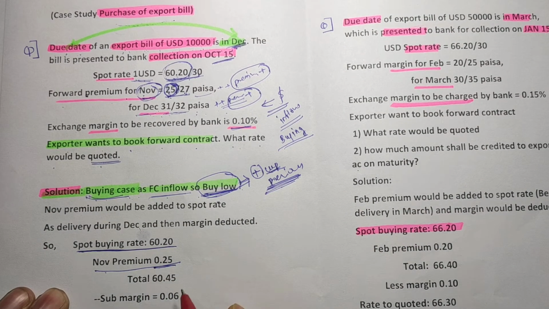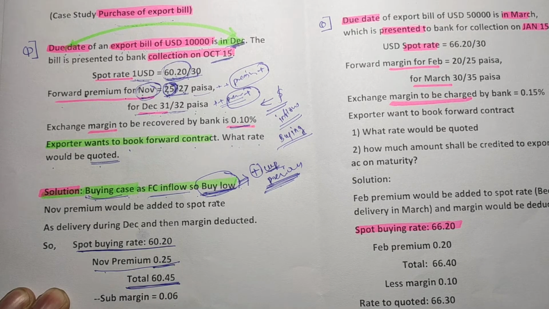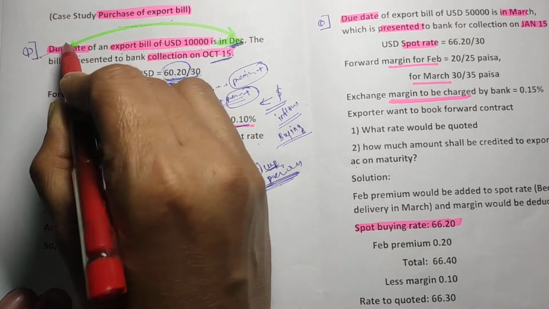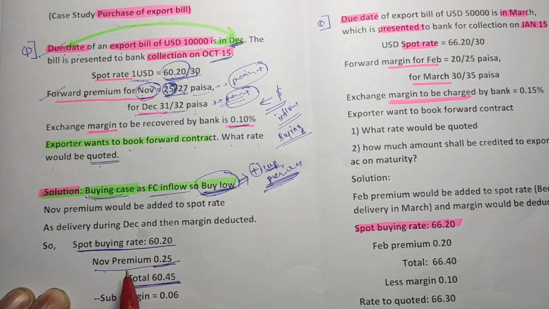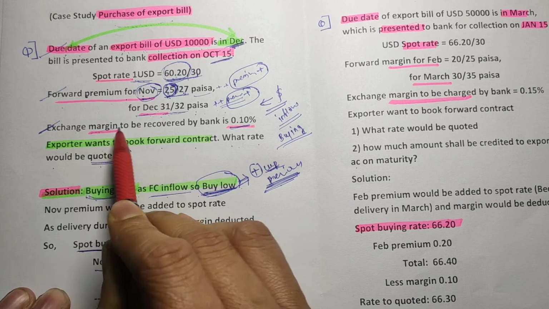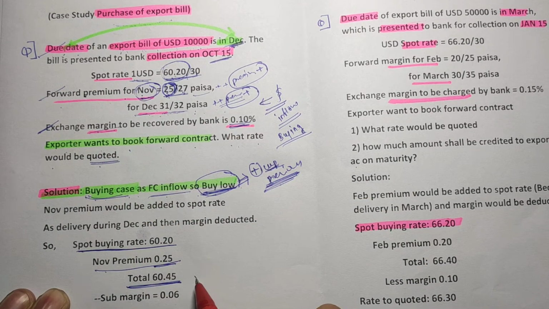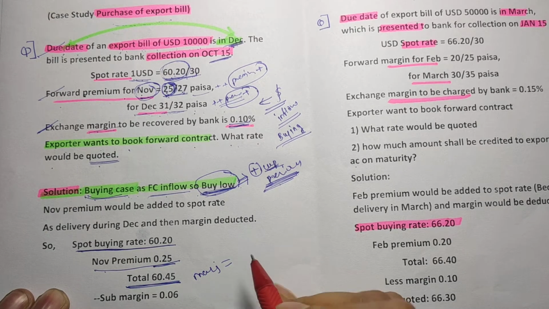When you add those points, you will get a total rate of 60.45. Now we have taken the rate and adjusted the premium. The next task is to adjust the margin, which is 0.1%. So what will the margin be here?